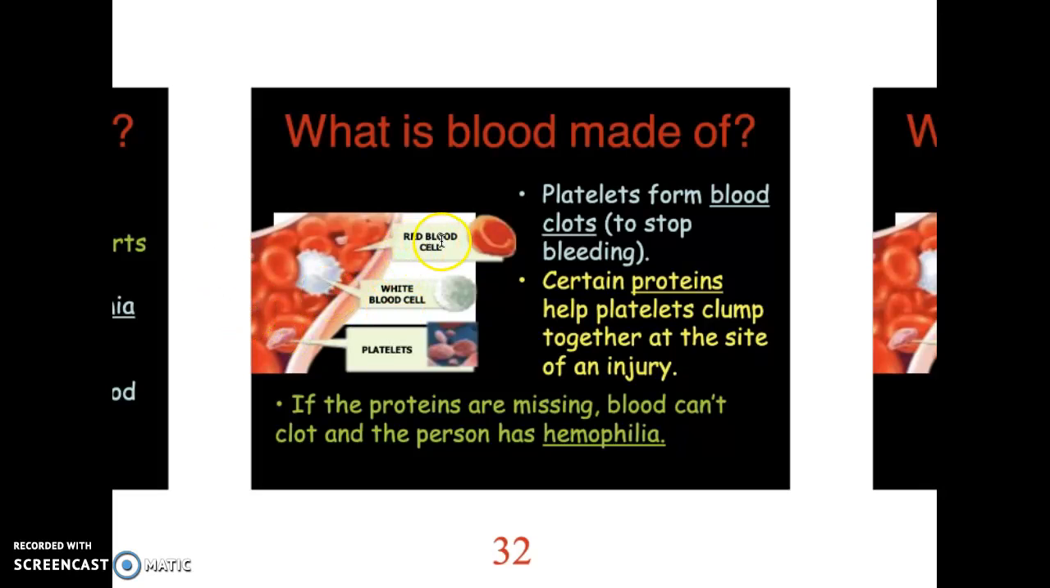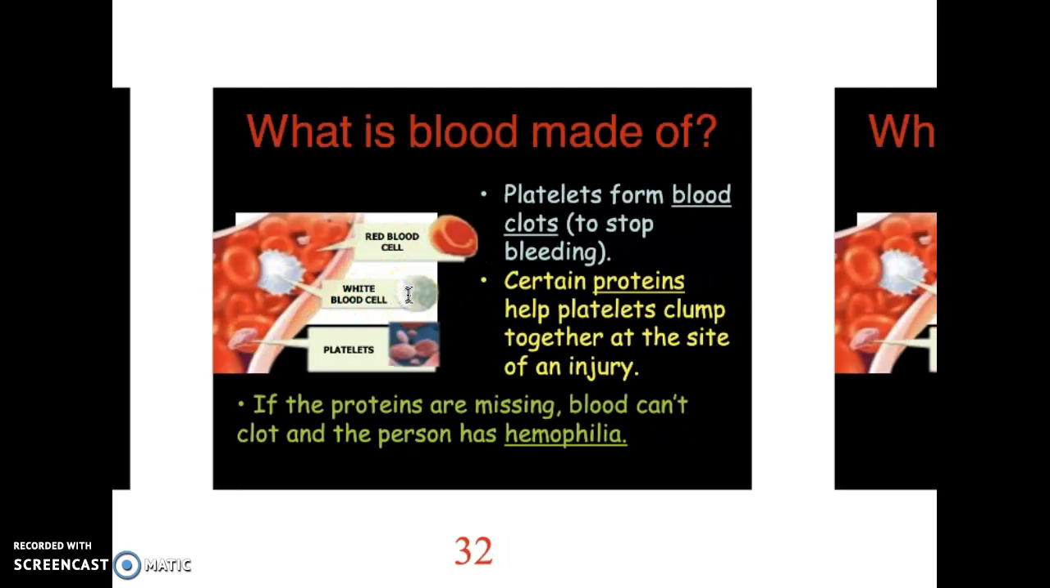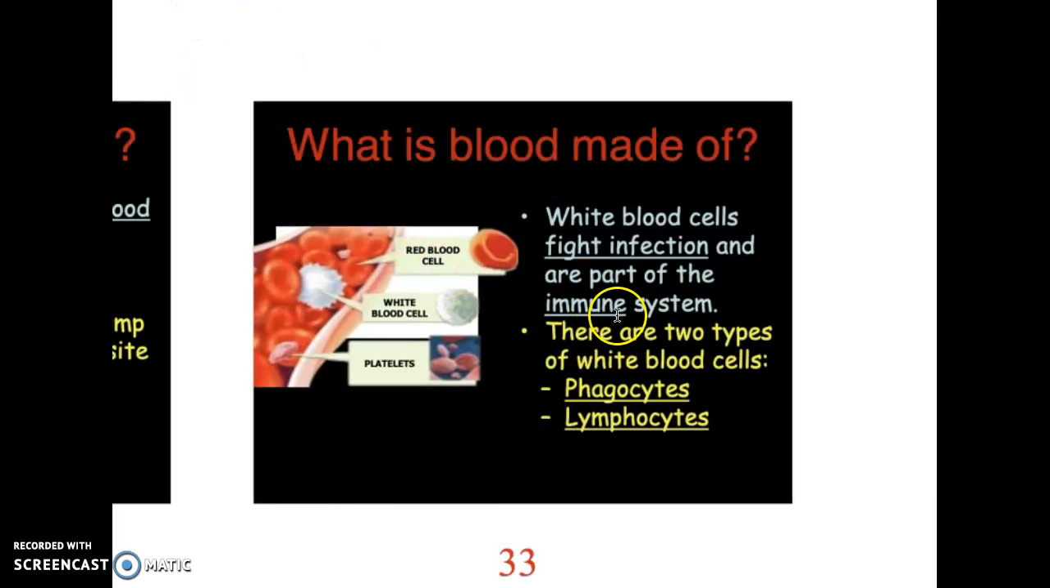Now, we know about the red blood cells and the platelets, but let's look at the third one, which is the white blood cells. Now, the white blood cells are the soldiers. They fight infection and are part of our immune system. The white blood cells can actually be further divided into two types, which are phagocytes and lymphocytes.